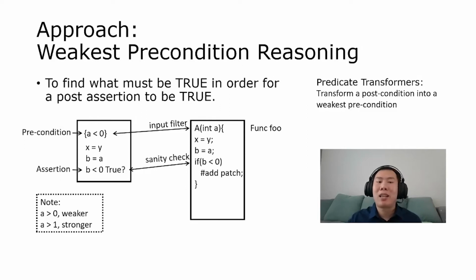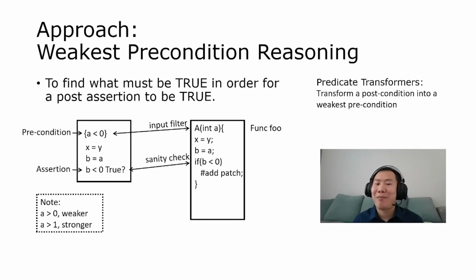On the left-hand side block, there are some statements: x is equal to y and b is equal to a. We have put an assertion at the end, which is b is less than 0. The weakest precondition reasoning will try to find the preconditions that can make b is less than 0 true. In this case, since b is equal to a, the precondition is that a is less than 0, so that b is less than 0 can be true.